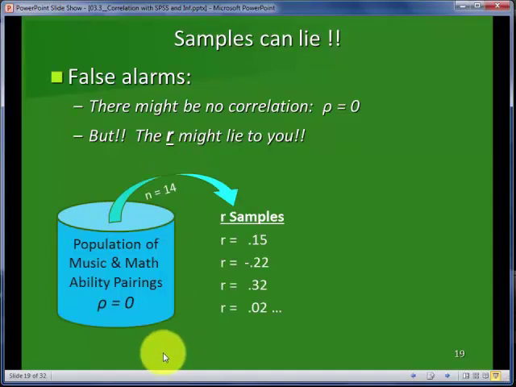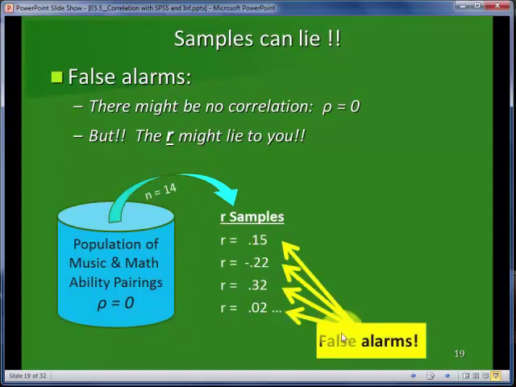So let's say I'm looking to see if there's some relationship between someone's music ability and their math ability, so I have correlations on that. Now, God tells me, because he likes me, he told me he's okay with you, but he likes me, that rho is equal to 0. In other words, there's really no correlation between music and math. They have nothing to do with each other. Is it conceivable, though, that we might get some R values like 0.15, negative 0.22, 0.32, 0.02, and so on, just by chance, because the sample's not that big? These are close to 0, but they're not perfectly 0.